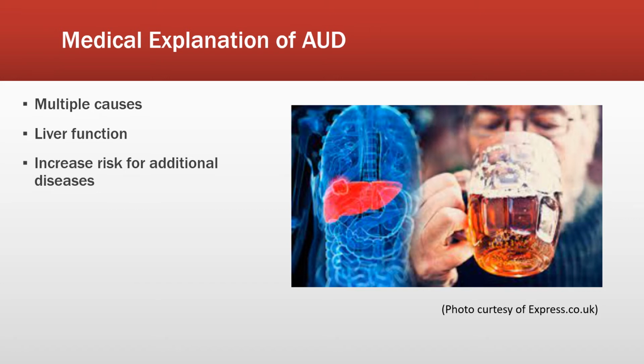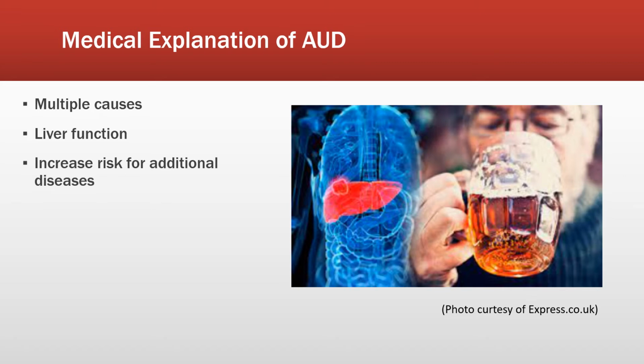The medical explanation of an AUD is that there are many causes. We have genetics, physiological, psychological, and social factors. And according to the American Psychological Association in 2021, psychological traits may include impulsiveness, low self-esteem, and need for approval. They also state that victims of assault and abuse are at a higher risk of developing AUDs.